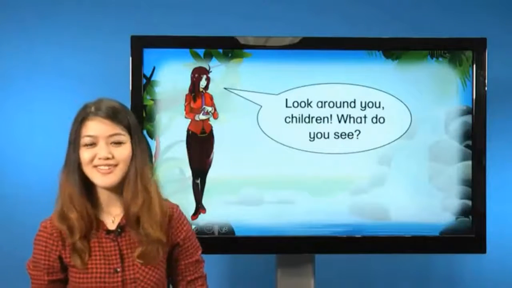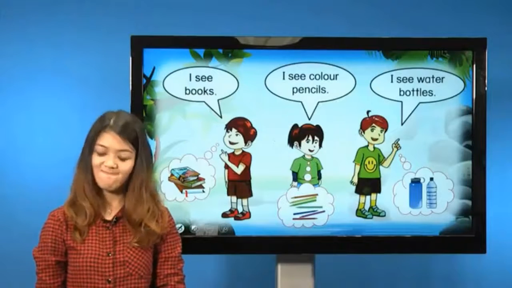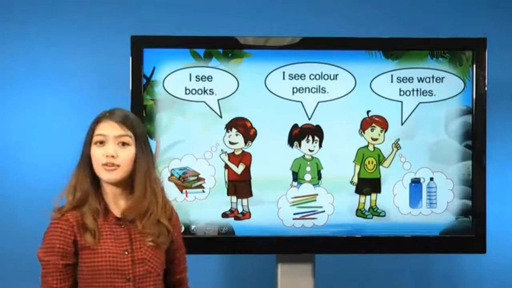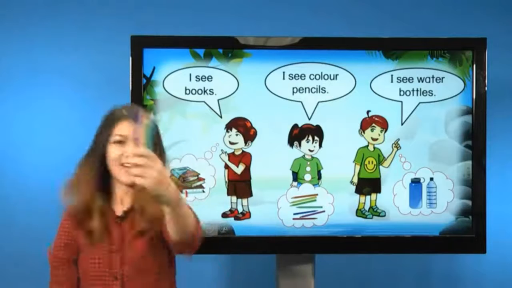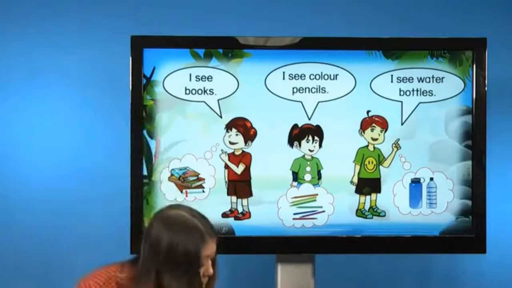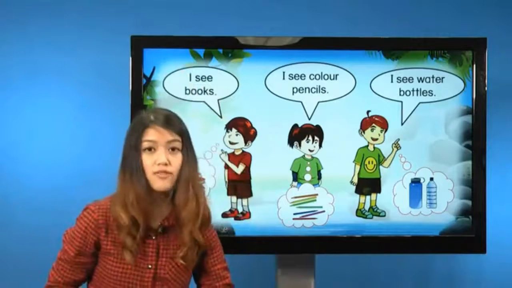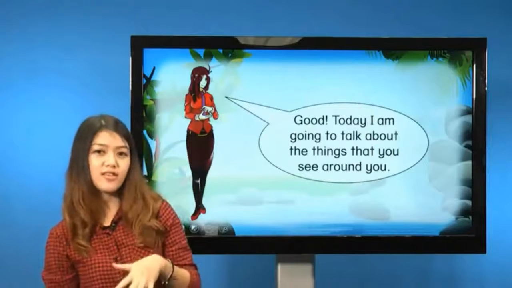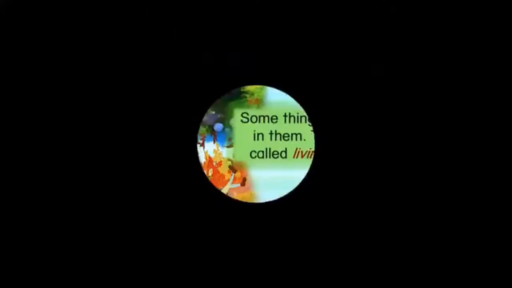Look around you, children. What do you see? You might be seeing books. You might be seeing color pencils. Or you might be seeing water bottles. So all of the things that you see around you are living things and non-living things. So today I'm going to talk to you about the things that you see around you.